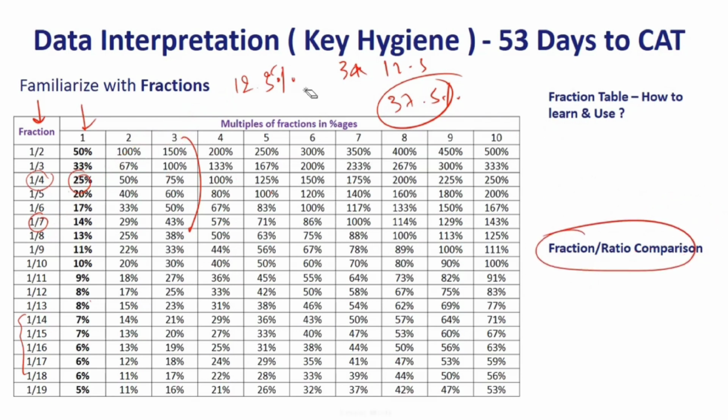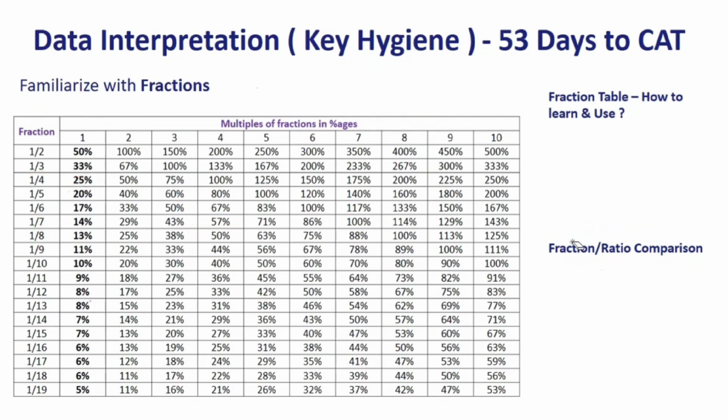Another important aspect which is there in DI is ratio comparison. Let's understand one key property. Whenever I have a fraction which is less than 1, if I add something to the numerator and denominator, then the fraction must increase. An example is 3 by 4 is less than 1. If I add something to numerator and denominator, let's say add 1 and 1, this becomes 4 by 5.